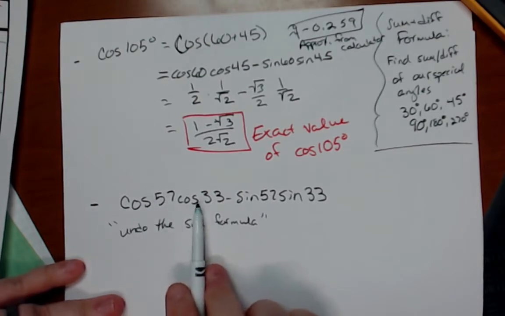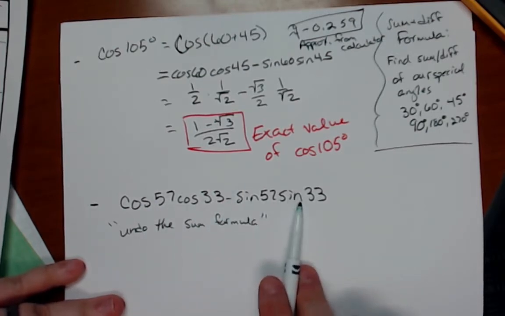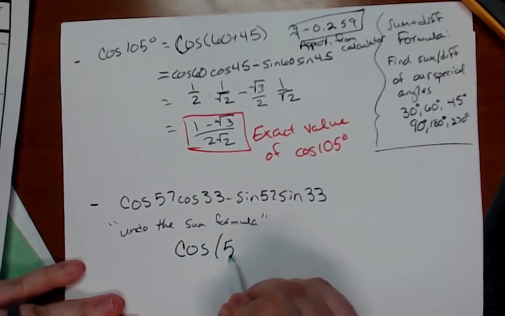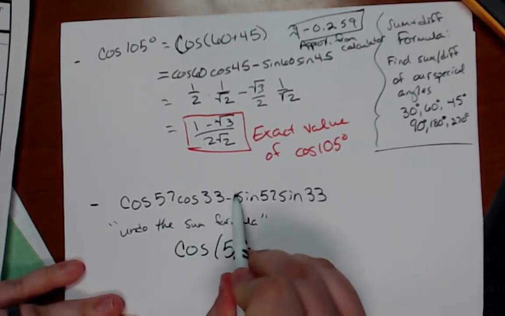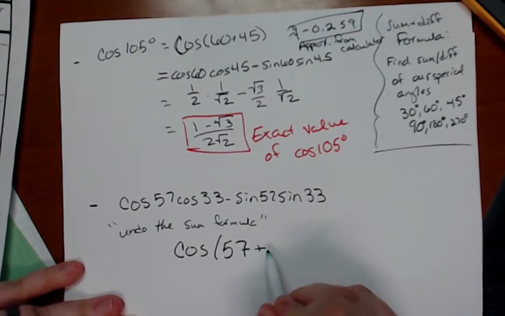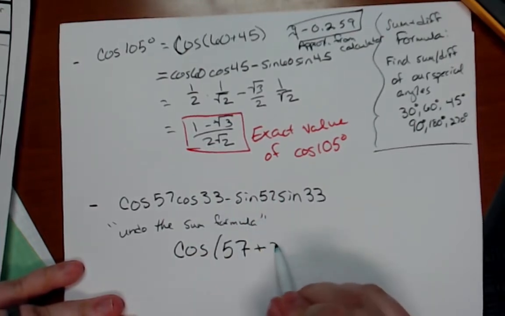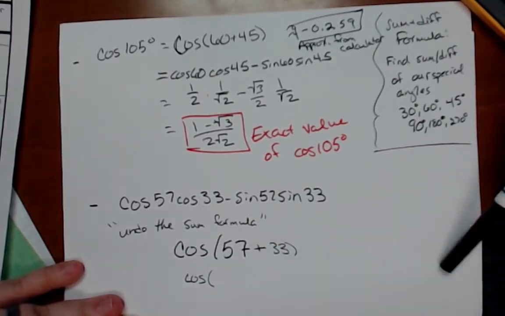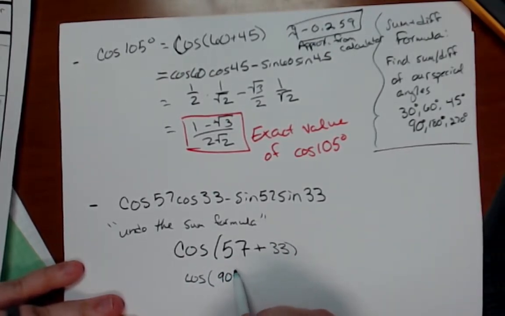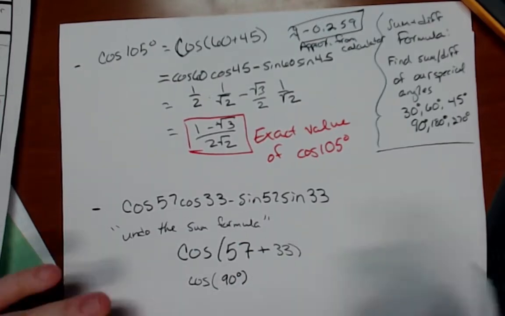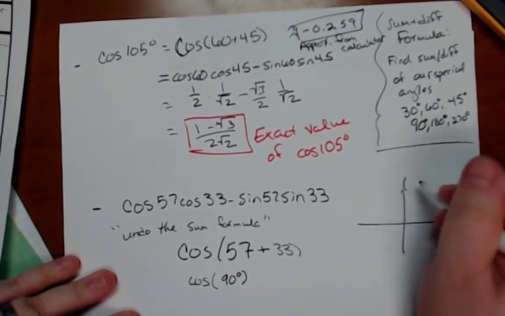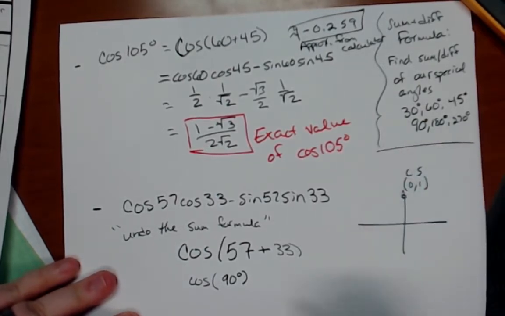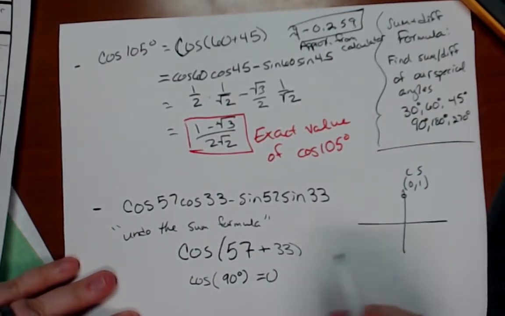Because we have cosine, cosine, sine, sine, sine. So this is the cosine of 57, and this sign was flipped, so it becomes a plus. Our second number, 33. So we have the cosine of 57 plus 33, which is the cosine of 90 degrees. And that's if we have our xy, 0, 1, cosine, sine up here.